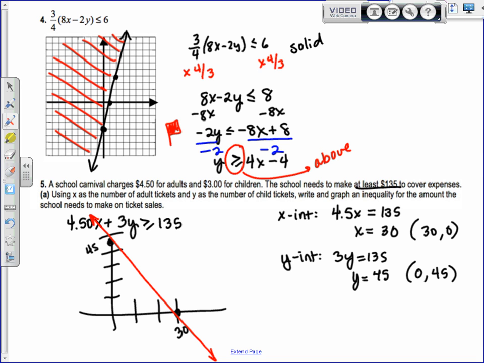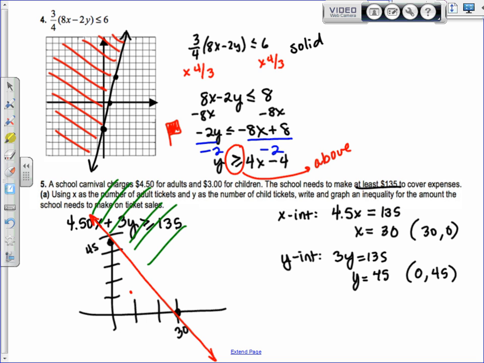And I feel like if you think about this logically, it makes sense. Any point, so let's say I pick this point right here, 10, 10. Is that going to give you an amount that's greater than or equal to 135? No, it's not. It's the points above the line that give you what you want, because we want x values to be large and y values to be large to make a lot of money, right? So you can plug in 0, 0. 0, 0 makes it false. 0 is not greater than or equal to 135, so we shade above.